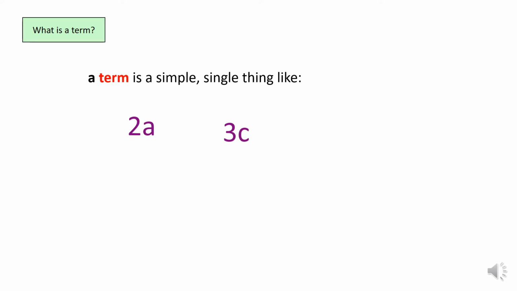So let's first look at what a term is. A term is a simple thing such as 2a or 3c or 5b or 2c and so on. Usually it's like 2 lots of A or 3 lots of C or 1 lot of D, and that's basically how we define a term. Alright, so these are our terms. It's usually when there's a number and a letter together, and what it basically means is 3 lots of C or 2 lots of C.